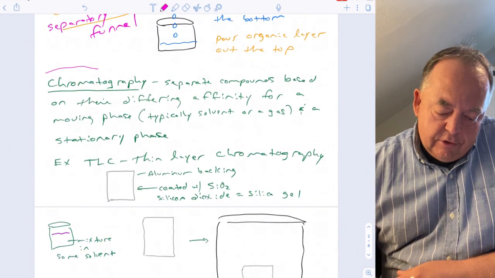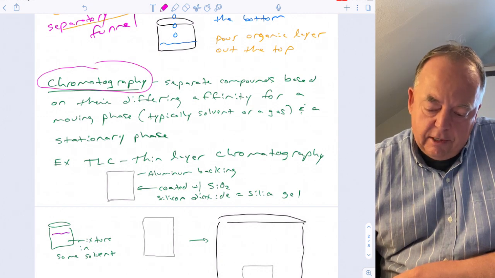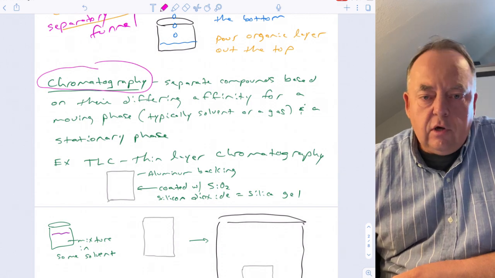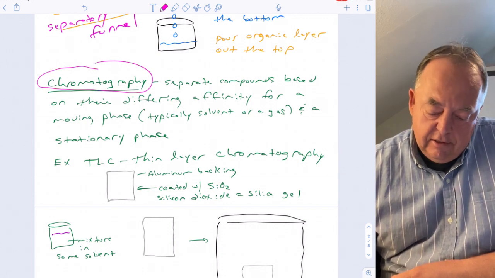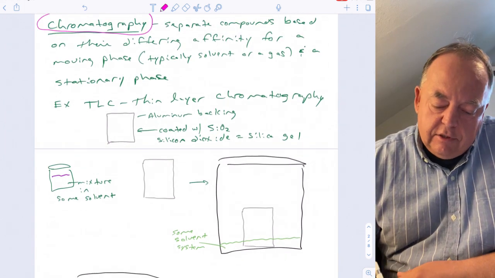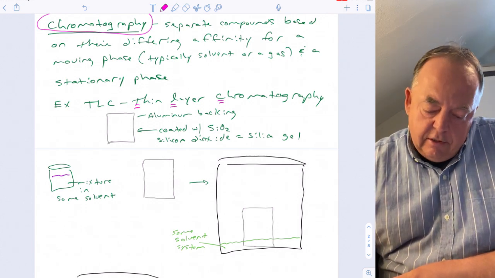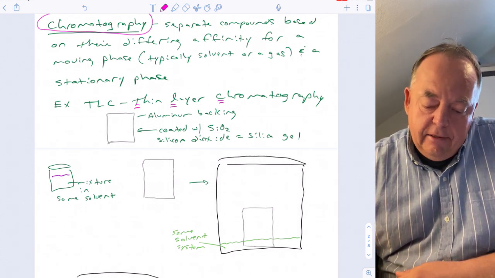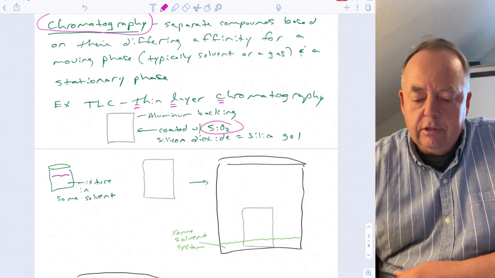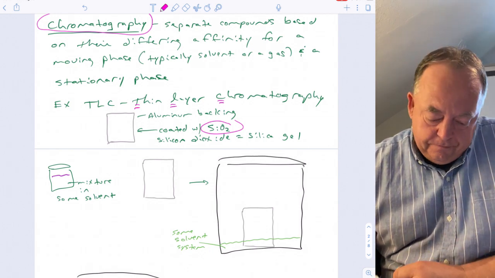Or oftentimes in chemistry, what's done is what's called chromatography. And this is just a method to separate compounds based on their different affinities for a moving phase, typically a solvent or a gas, and a stationary phase. So we'll go through the basics of how this works. You could do what's called TLC, an acronym for thin layer chromatography. Typically, you would have an aluminum backing, and that would be coated with something like silicon dioxide, which is called silica gel. And then molecules have different affinities for silica gel.